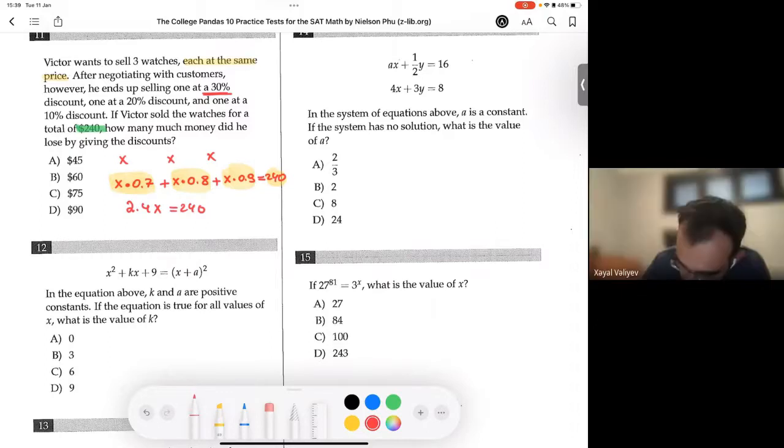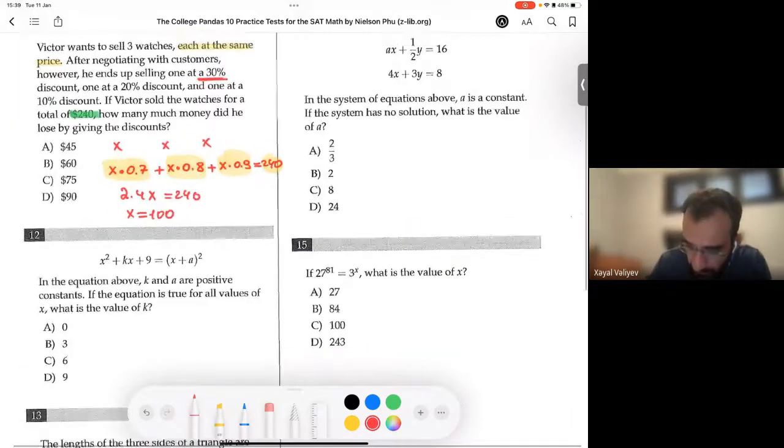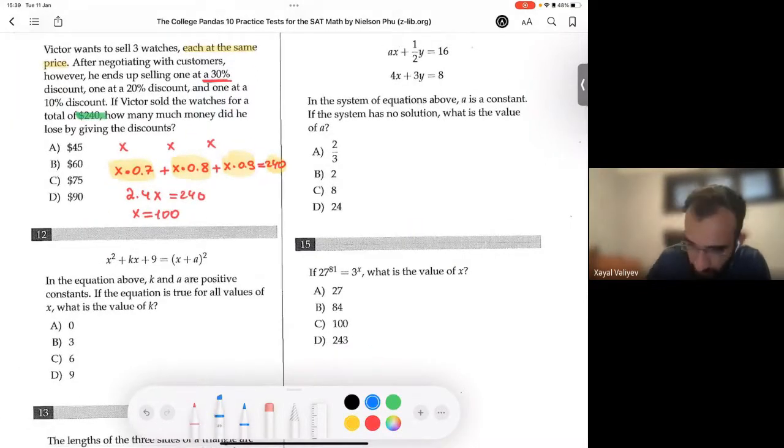Then x would be 100. So each of these watches at first cost $100. Overall I was about to sell them for $300, but I sold them for $240. That means how much money did I lose by giving a discount?